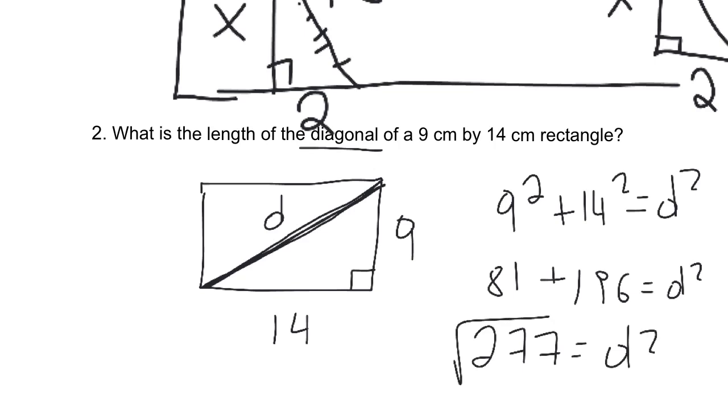Finally, take a square root, okay, and the final answer would be about 16.6. So D is approximately 16.6 centimeters long. So this will be the length of the diagonal.